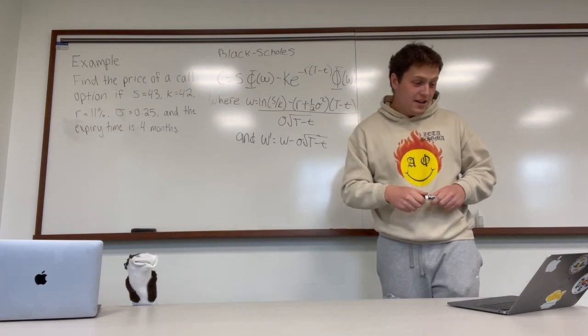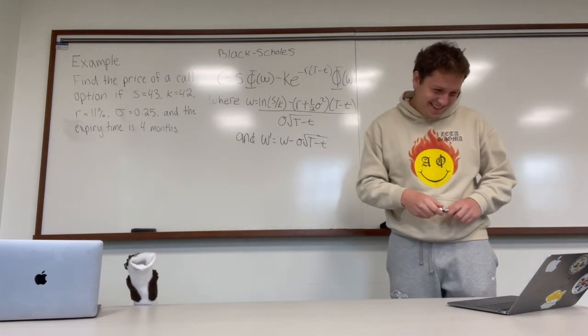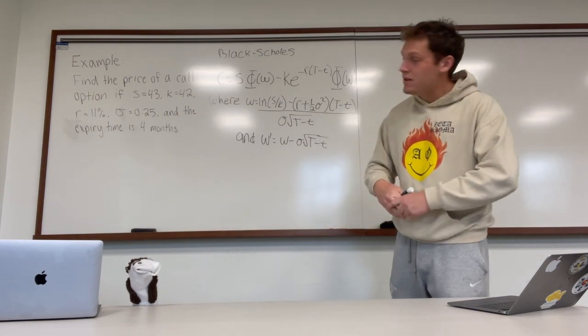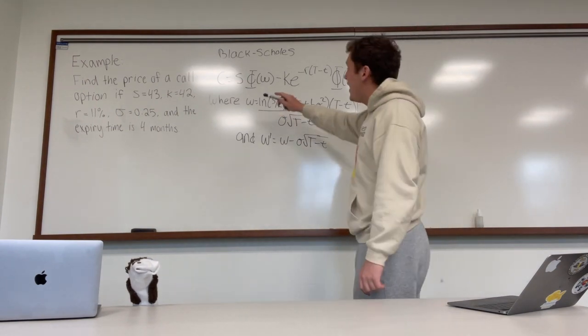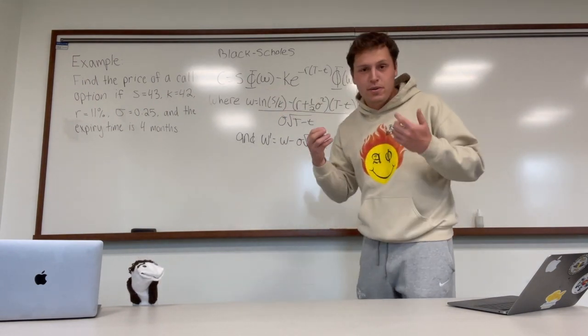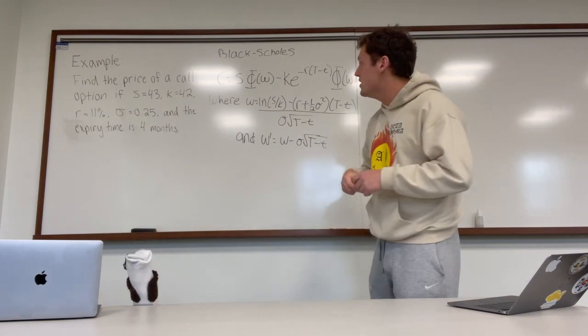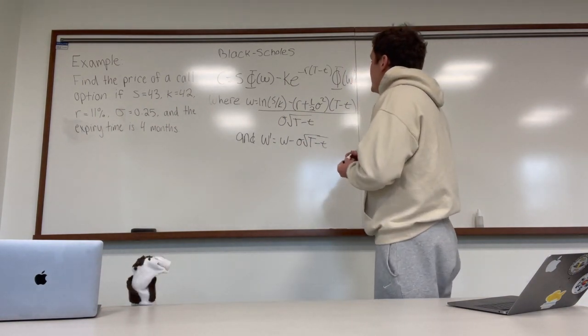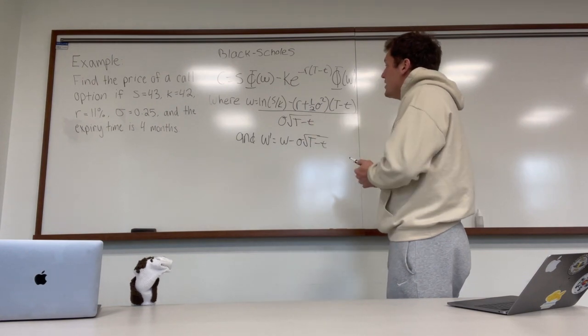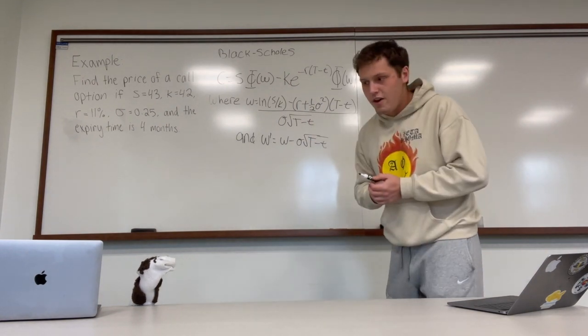Good job, Sock. You hit the sock on the foot. But yeah, looking here, we can see that we're trying to find the phi of W, which is really a probability. It's the standard normal CDF. Okay, so now all we need to do is just plug in all the numbers into the variables.